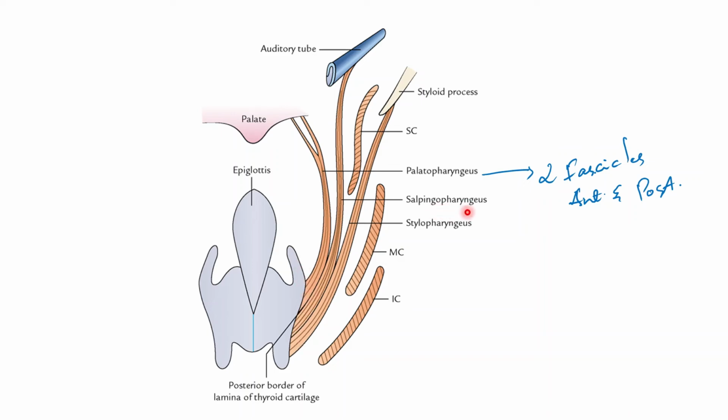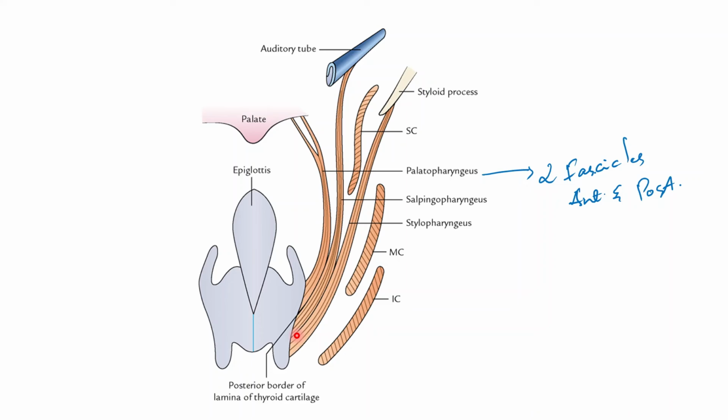Moving on to the third muscle, the salpingopharyngeus. The salpingopharyngeus arises from the lower part of the tubal elevation, which is seen in the nasopharynx, and later it is inserted over the common insertion, that is the thyroid cartilage.